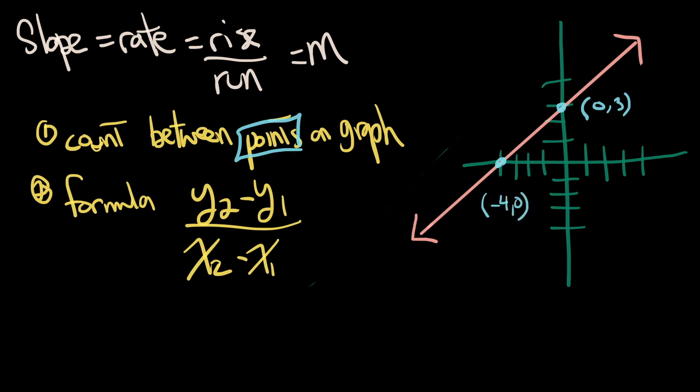Okay, so first off, find really good points. Then go and label them. I'm going to call this my x1. I'm going to call this my y1. Those are my first points. Now, it doesn't matter which ones you make the first points. It really, really doesn't.